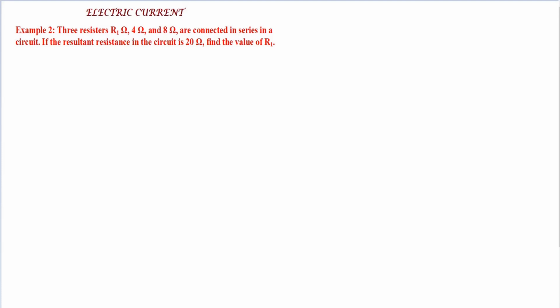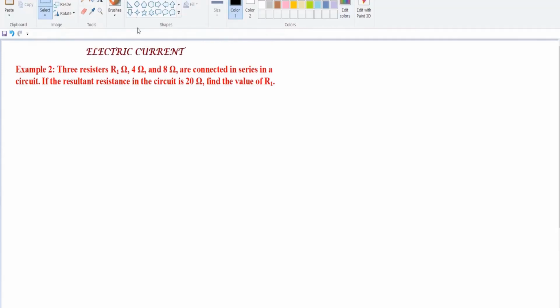Okay, the next example is example 2. Three resistors R1 ohm, 4 ohm and 8 ohm are connected in series in a circuit. If the resultant resistance in the circuit is 20 ohm, find the value of R1.